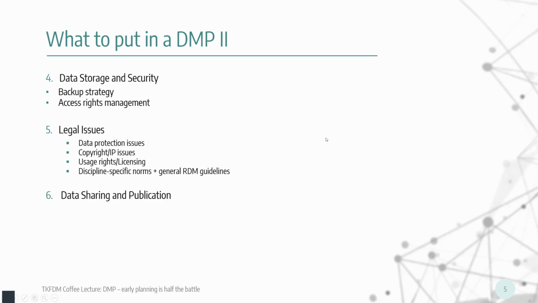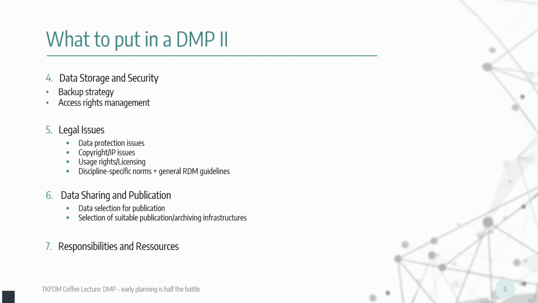Then in a sixth section, you're going to be talking about data sharing and publication. Basically, this section will be discussing how openly and if at all you're going to share your data with the public. This will include which data you're going to be selecting for publication, which publication or archiving infrastructure you're going to be selecting and why. So generally, this will be a research data repository or something of the sort.